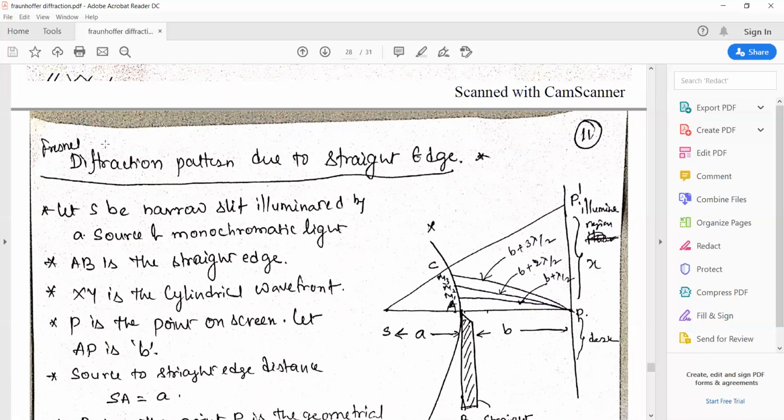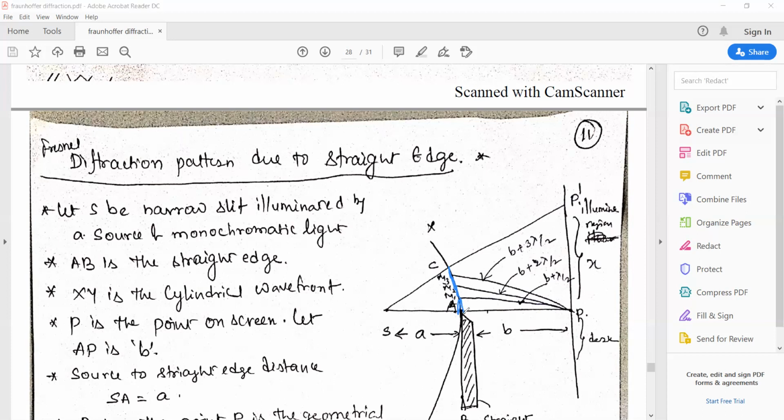You see here, from A to M1 is the first half period zone. So AM1 is the first half period zone. Similarly, M1 M2 is the second half period zone, M2 M3 is the third half period zone. Similarly, M3 M4, M4 M5, there will be n half period zones. So we have divided the wavefront into a number of half period zones.